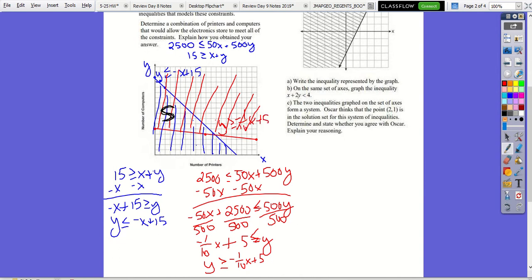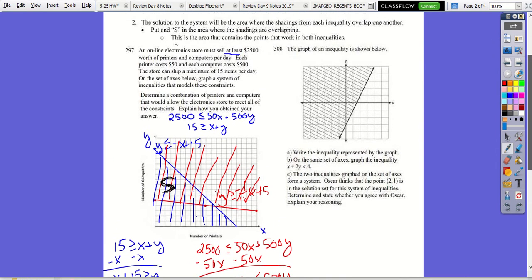All right, and then determine a combination of printers that would allow electronic sorting to meet all of its constraints. So you could have any one of these numbers in here, just pick one, okay? So I could go up 2 and over 1, 2, 3, 4, 5, 6, right? Up 2 and over 6 doesn't go above 15, and it still satisfies above that amount. So you could just say I picked a point that's inside the solution set, and that would be your answer.